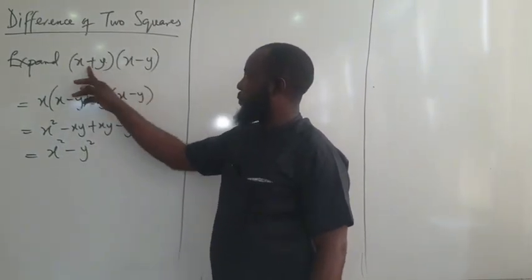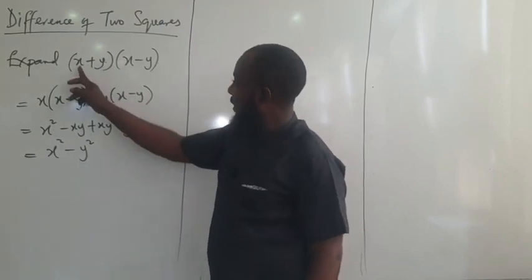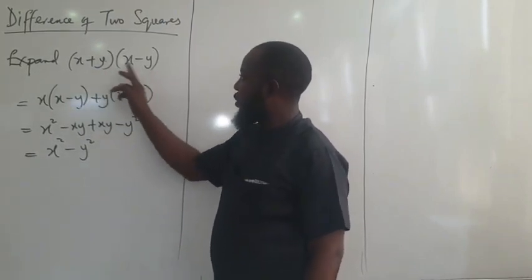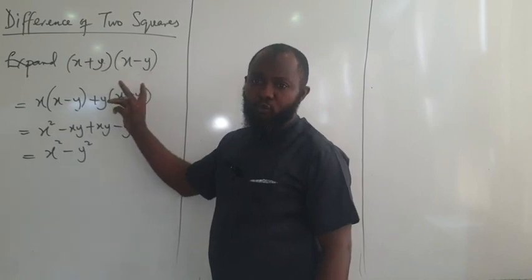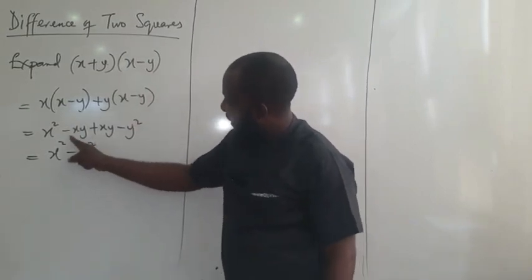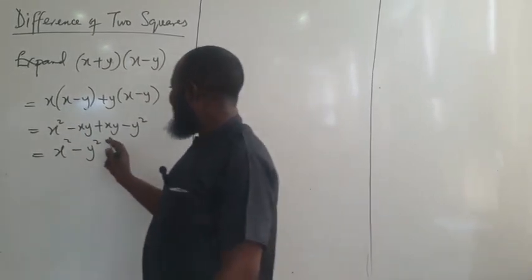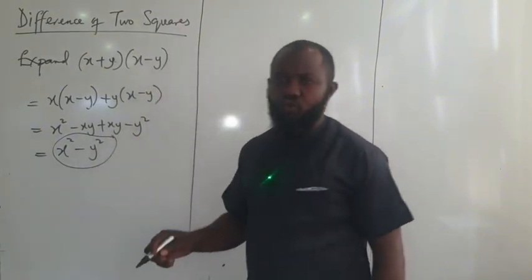One thing you notice here is that the difference between the terms in this bracket and this one is plus and minus. We have x here, we have x here, we have y, we have y, but we have minus and plus. So when you have it this way, our final answer here is what we call difference of two squares.